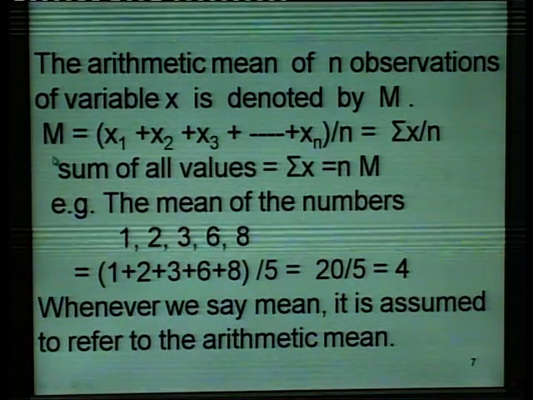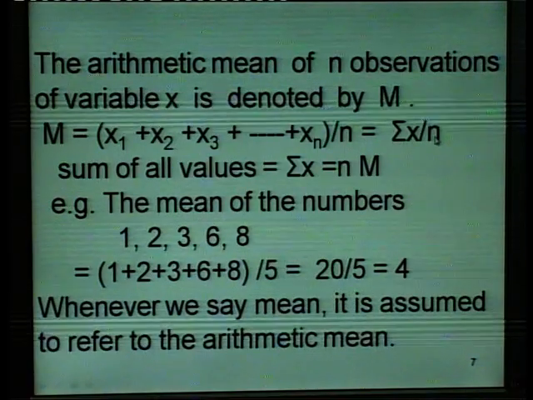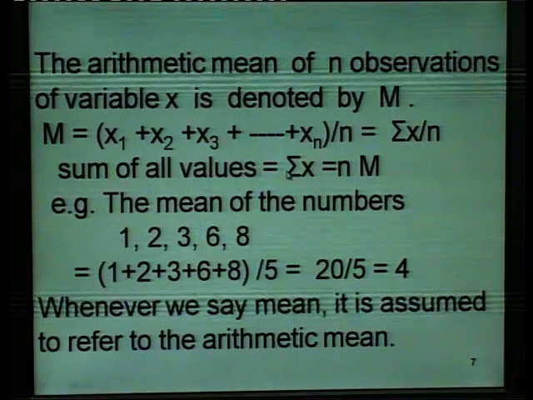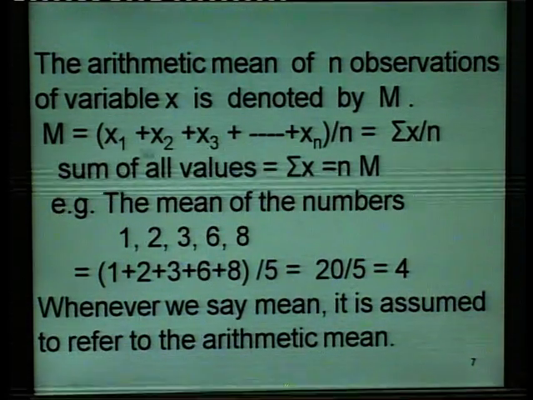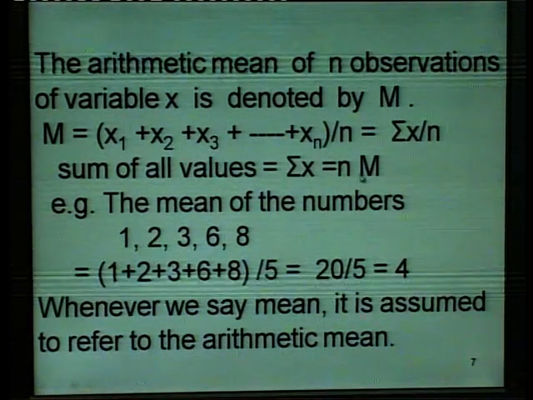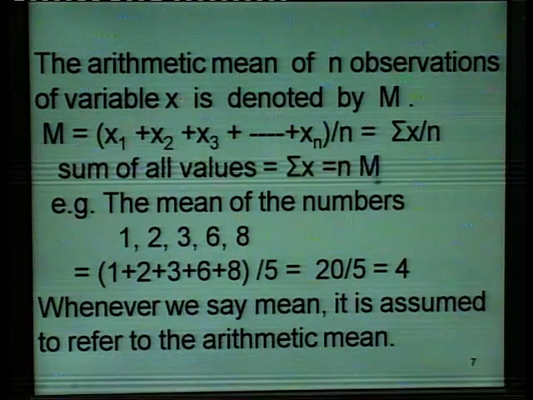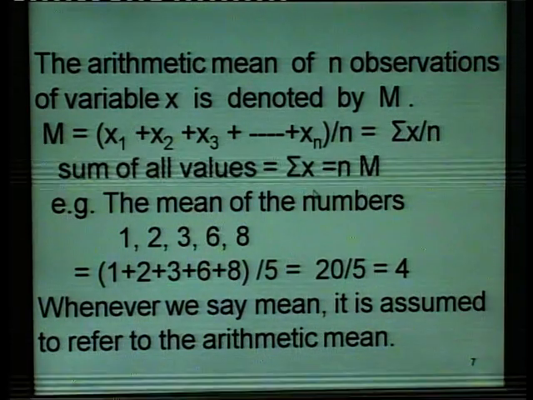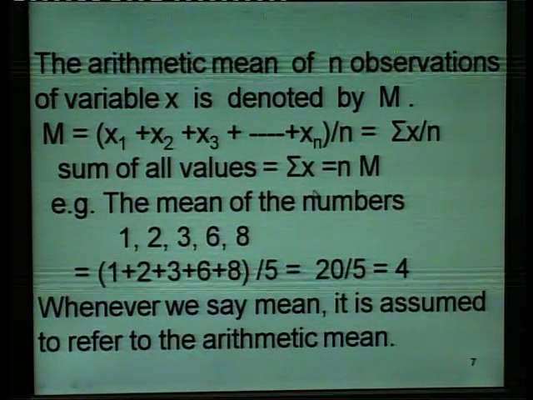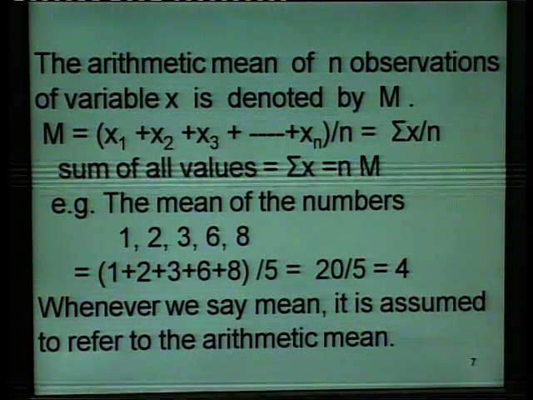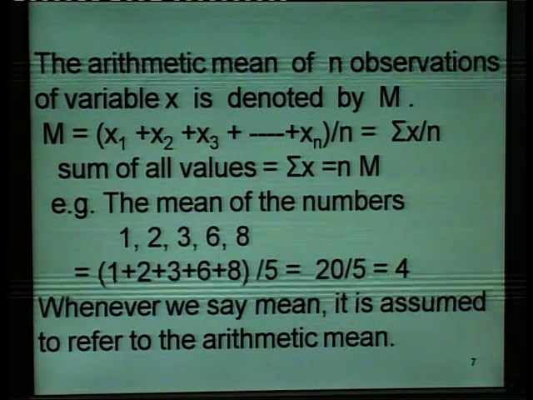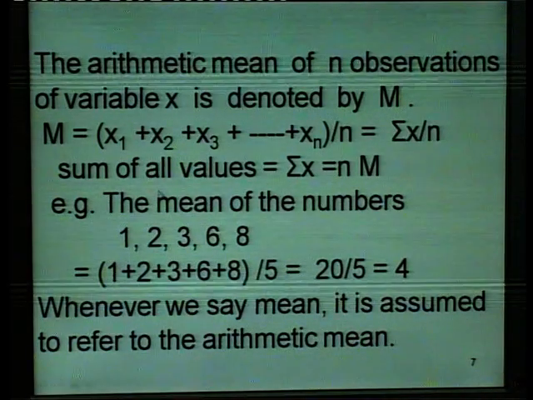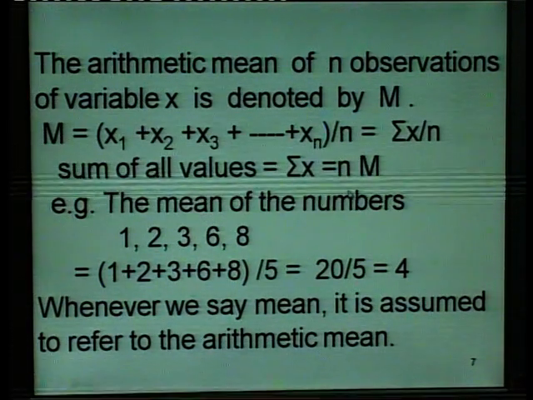In case we know the mean and the number of observations and we have to find the sum of all values, then we can find it as summation x equals n times M, where n is the number of observations and M is the mean. If we multiply the number of observations with the mean, we can find the sum of all values in the data. So, if we are given the mean and the number of observations and we have to calculate the sum, this is the way: summation x is equal to n times M.